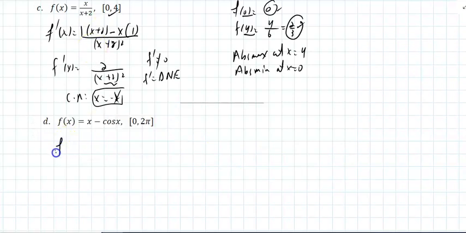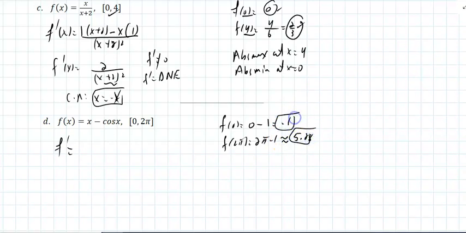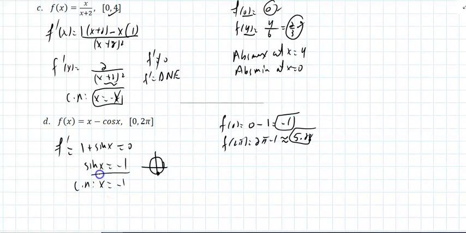For the same deal, now what's f of 0? F of 0 is 0 minus cosine of 0, which is 1, so negative 1. F of 2 pi is 2 pi minus 1, right? That's roughly 6.28 minus 1, about 5.28. So far I have two values. If I take a derivative, that's 1 plus the sine of x. Where does that equal 0? That's when sine of x equals negative 1. Again, we did that already. That's a special case. So my critical number happened to be x equals negative 1. And negative 1 is not in that interval.